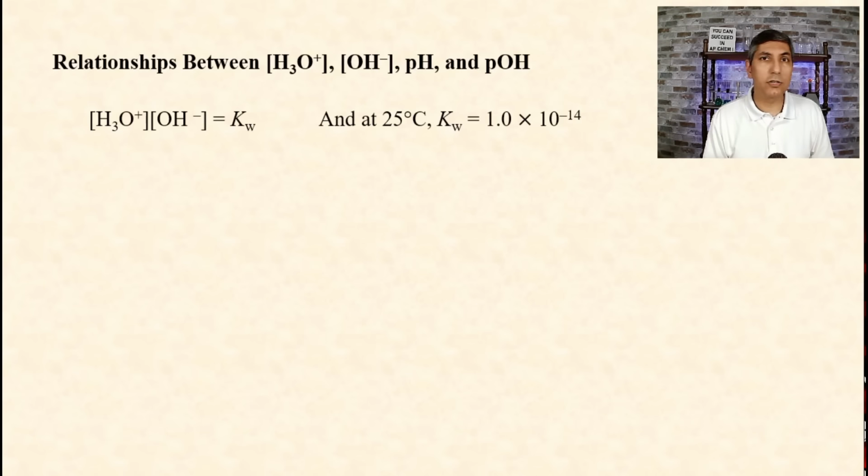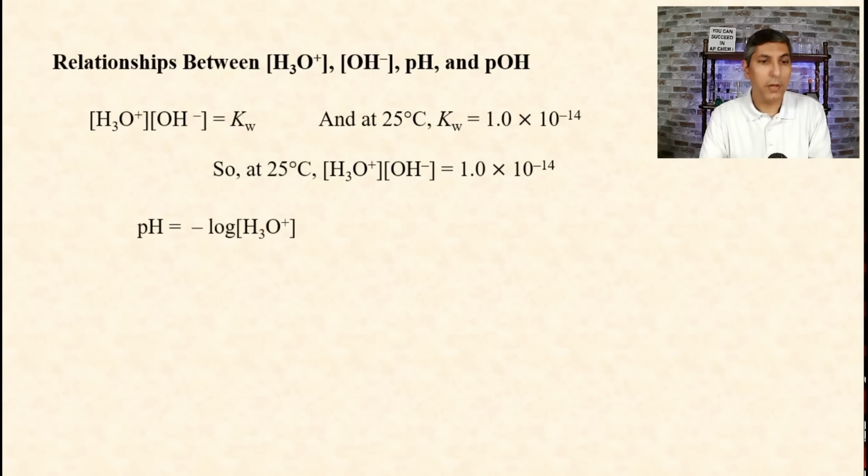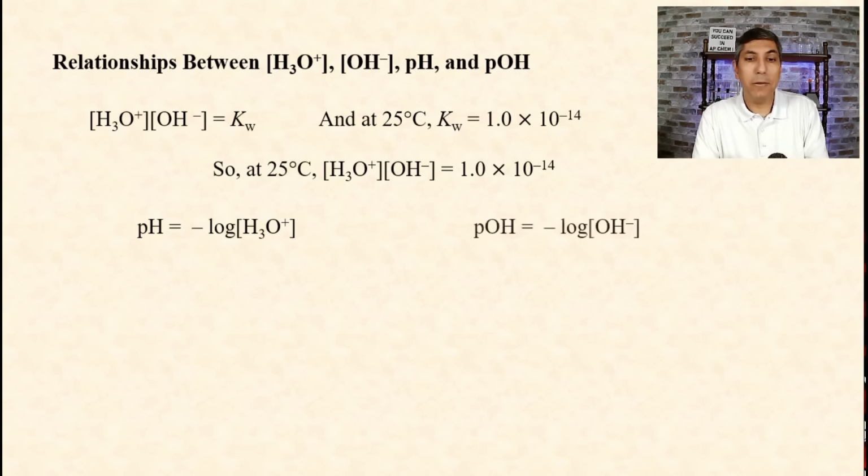Now, they'll give you these equations on the equation packet, but really it's in your best interest to know these ahead of time as well. This is telling us that at 25 degrees Celsius, the concentration of hydronium ions times the concentration of hydroxide ions equals 1 times 10 to the negative 14th. And we have another pair of important equations here. pH is equal to the negative log of the hydronium ion concentration, and pOH is equal to the negative log of the hydroxide ion concentration.